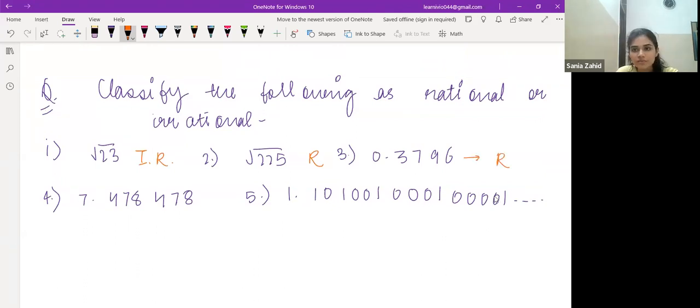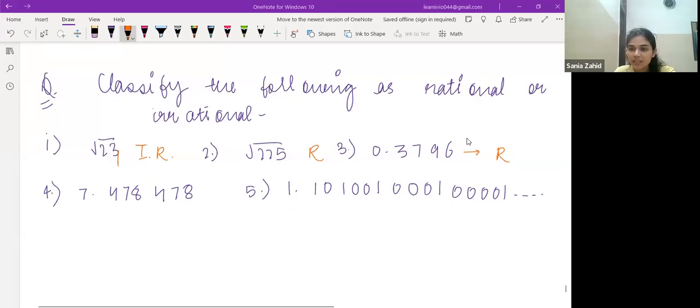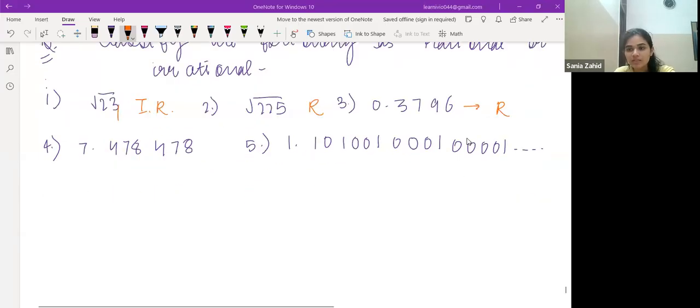I said irrational. So why is it irrational? See, I told you irrational numbers have non-recurring and non-terminating decimal expansions. But this has a terminating decimal expansion, so that is why it's rational, not irrational. I can write it in the form of p by q. Then fourth one, Vidal, tell me.